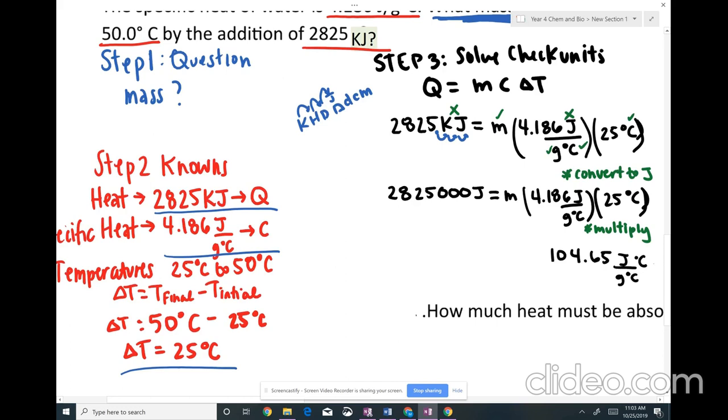And I have a degree Celsius here. And then I have my M is equal to 2,825,000 joules. Oopsies, I dropped a 0. Now I look at those and check my units again, and I see that Celsius and Celsius cancel, which is good. Then I am going to solve for the rest of the equation.